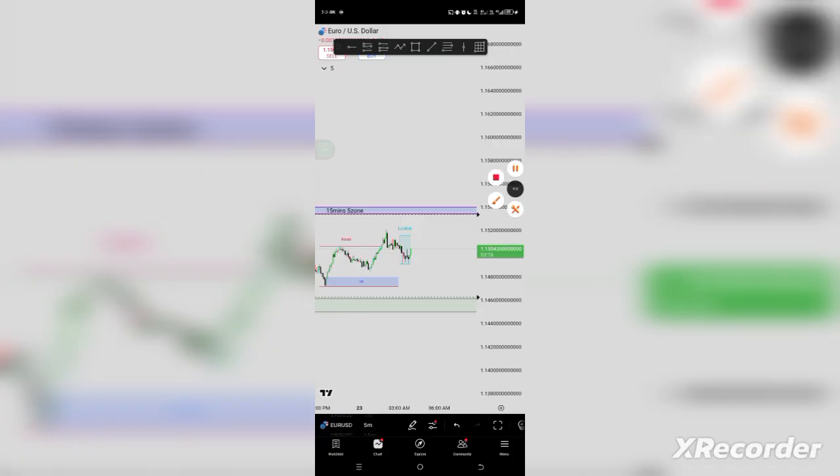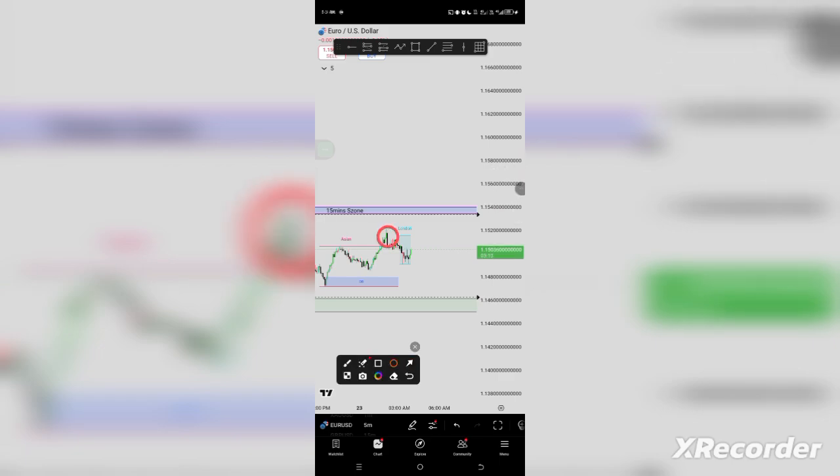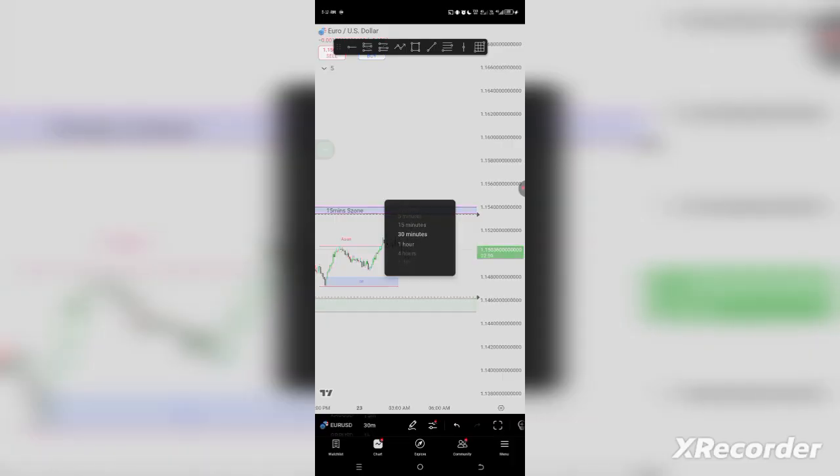You can see clearly that the Asian high liquidity has been taken off. There was a liquidity sweep before the rally back down. So that's how it's going to be. Let me go back to 30 minutes.